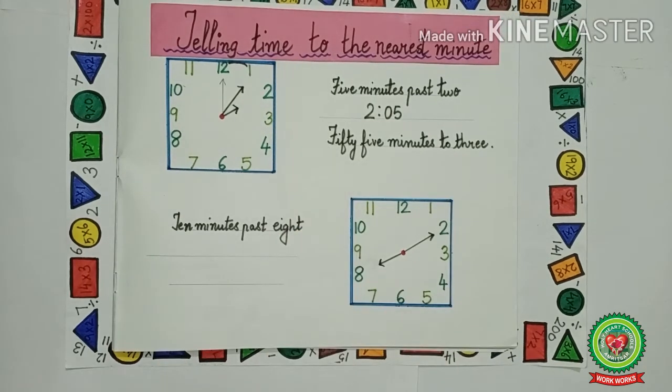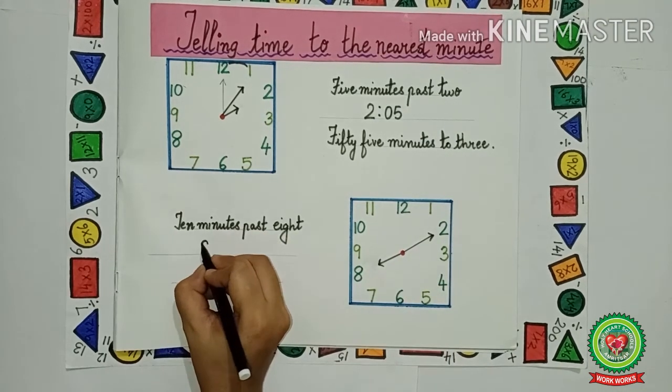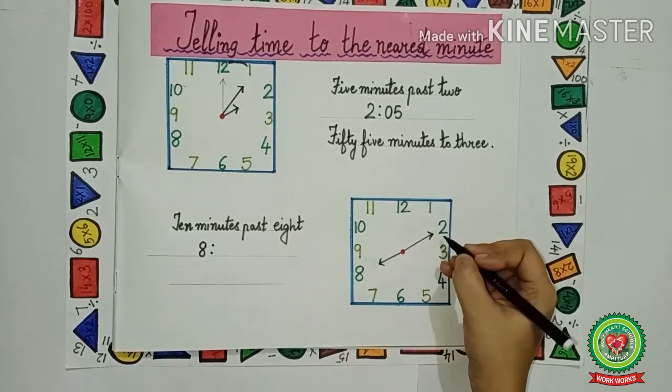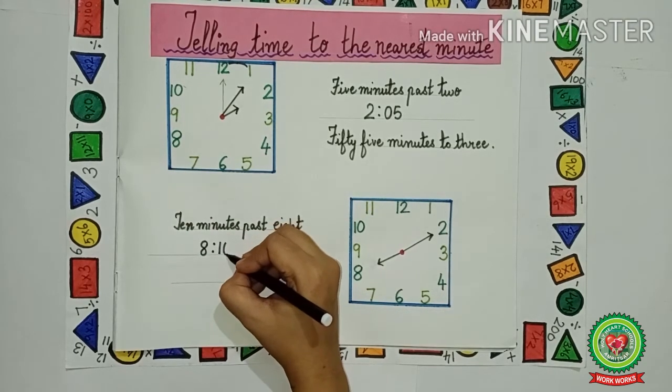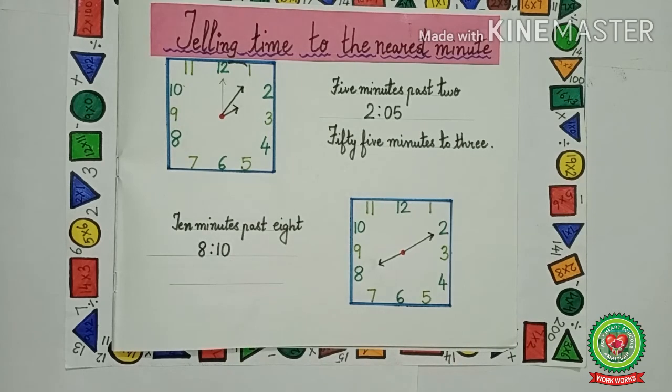We can also write in numbers. How will we write it? We know that it is 8 hours, so we will write over here 8. Then colon. How many minutes have passed? That is 10 minutes, so we will write over here 10. That is 8:10.